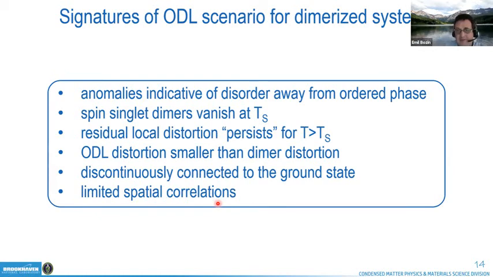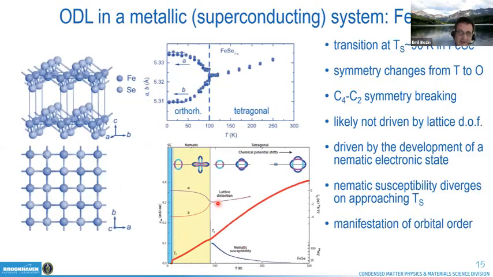This type of behavior is not limited to dimerized systems. Something similar has also been seen in metallic systems, superconducting rather, such as iron selenide, which is, as we know, the simplest structurally, it's actually the simplest iron-based superconductor that has a transition from tetragonal to orthorhombic structure at around 90 Kelvin.